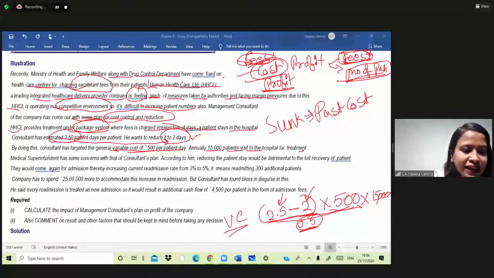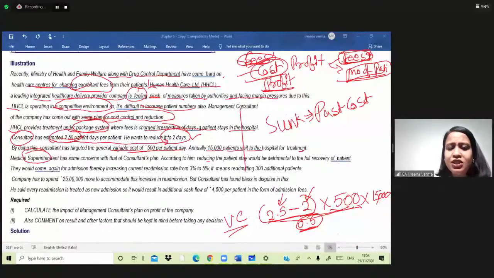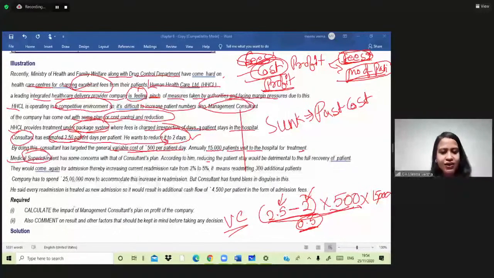Okay, the medical superintendent has some concern with the consultant's plan. See, the hospital management consultant wants to take this decision for reducing the cost, while the medical superintendent has a concern. What is the concern?